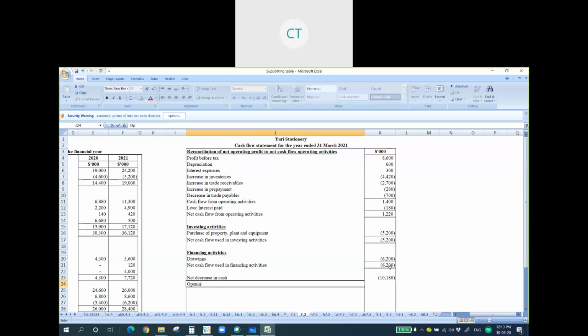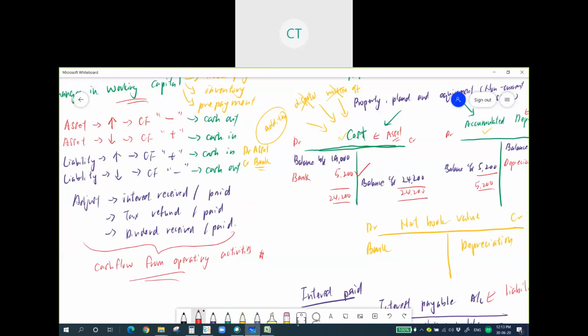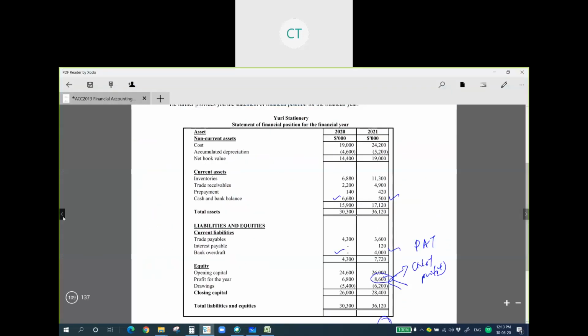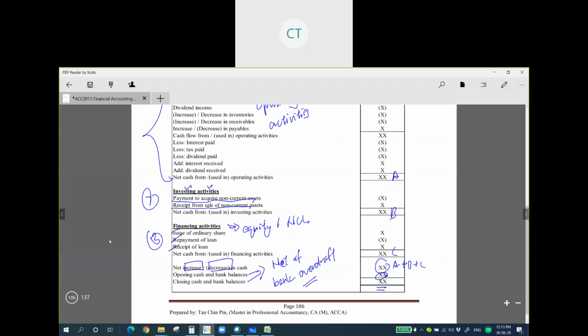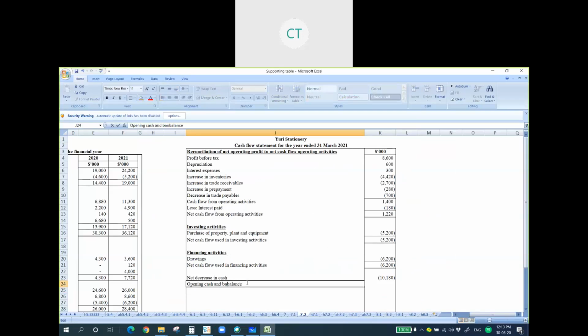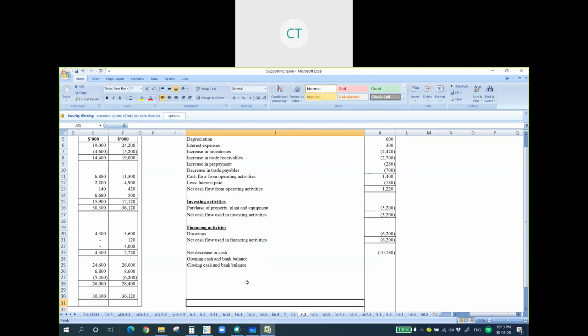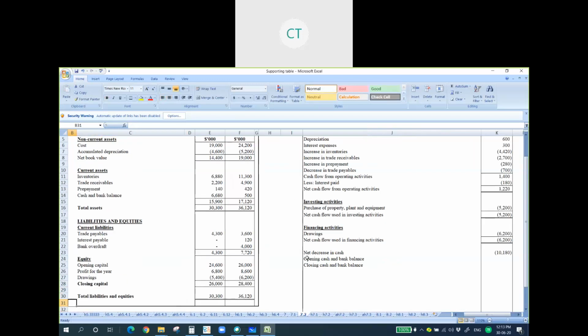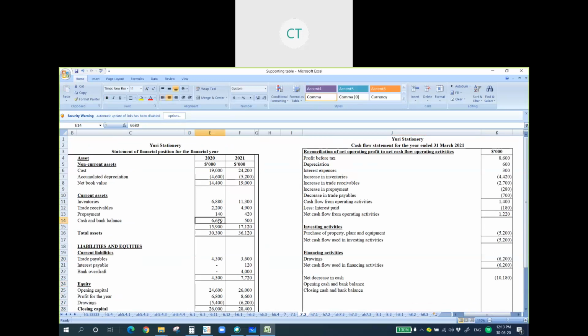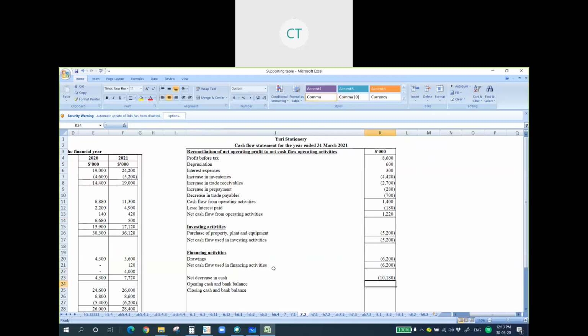And then we also need to show the opening cash balance. Let me check the wording we use. The wording we use is opening cash and bank balances. Okay, opening cash and bank balances. And then we have closing cash and bank balances. Your opening cash and bank balances, how can you get 6,680? 6,680, because we don't have overdraft, right? So we are not required to net off. So 6,680.